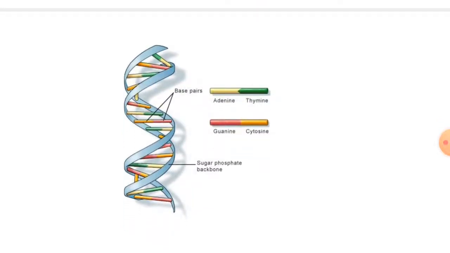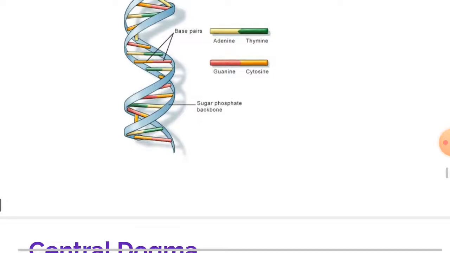Here it is, something like this. It is like a spiral ladder with the rungs in between, and these rungs are the nitrogenous bases: adenine, thymine, guanine, cytosine, whereas the backbone is formed of the sugar and the phosphate molecules. And there are around 10 base pairs in each turn.